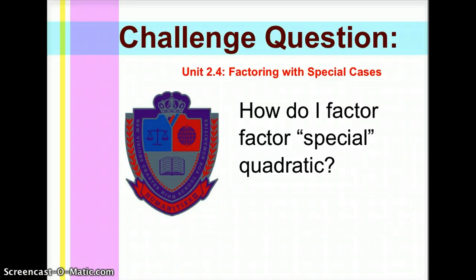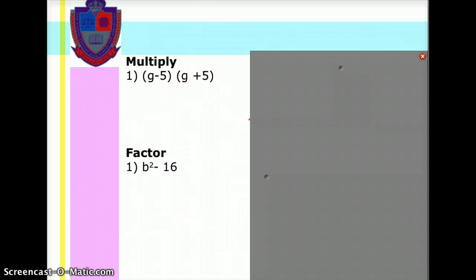Here we go with Unit 2.4. How do I factor special quadratics? So before we head into that, let's do a very quick review on how to multiply these things: g minus 5 and g plus 5.